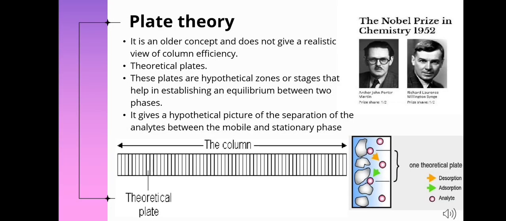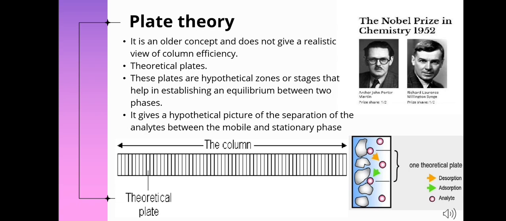In chromatography, theories like rate theory and plate theory help us to describe how the separation process occurs, and the system suitability parameters are used to evaluate the efficiency and reliability of the chromatographic system. So first we are going to see the plate theory.